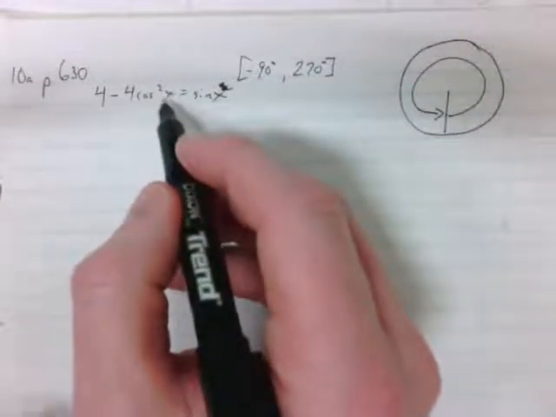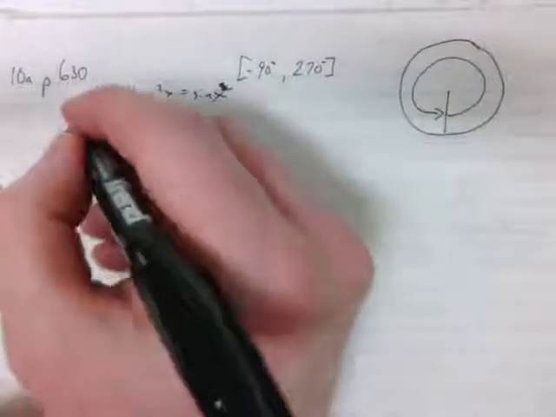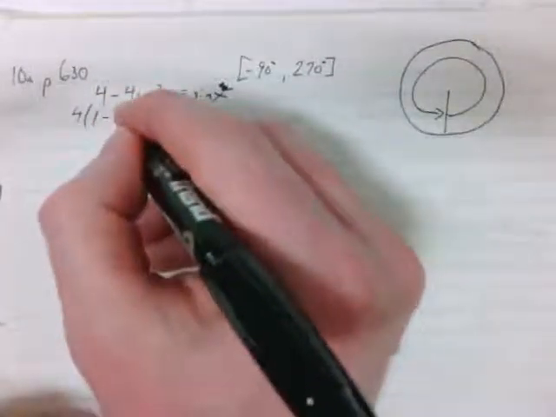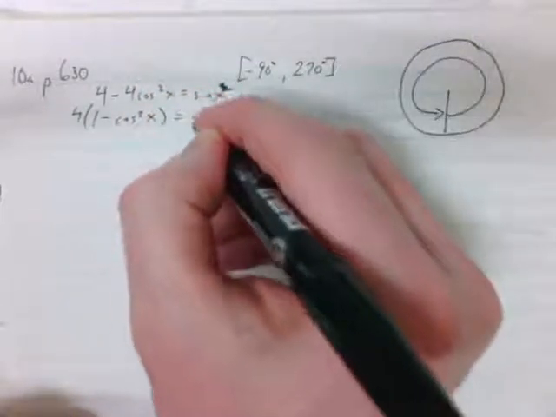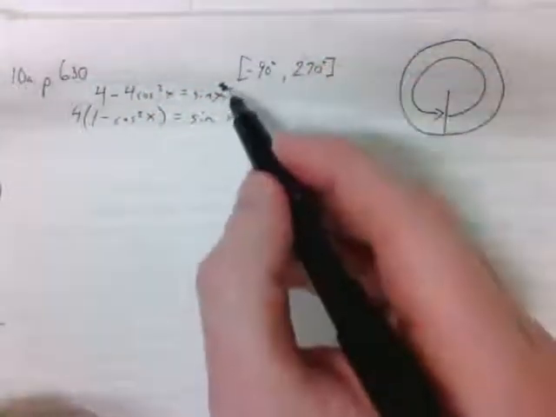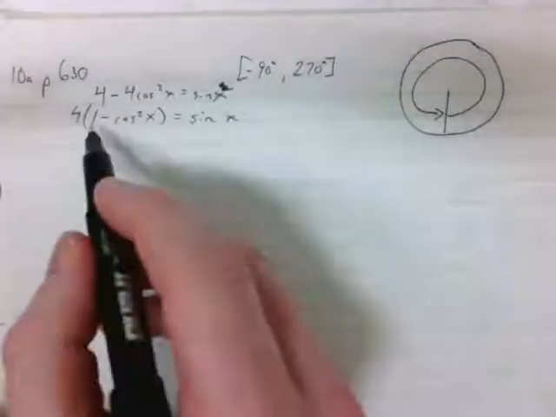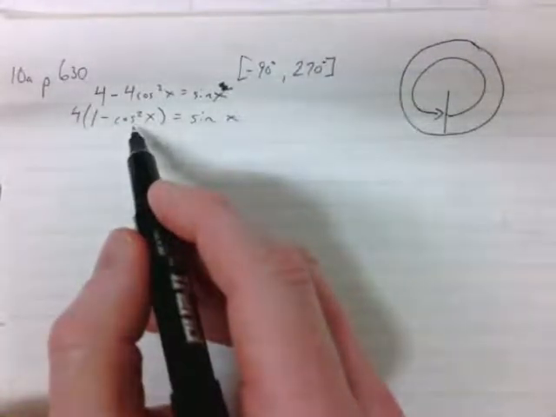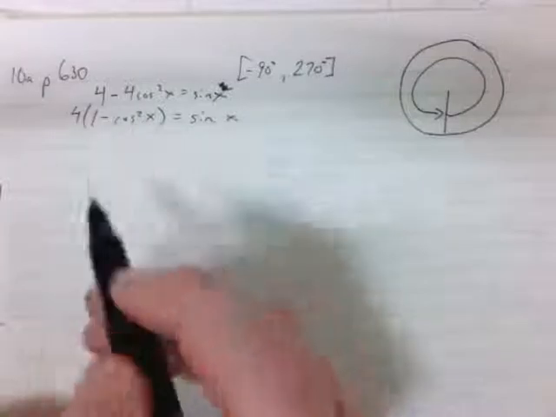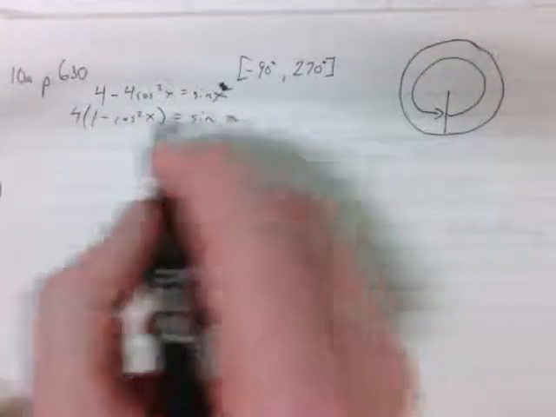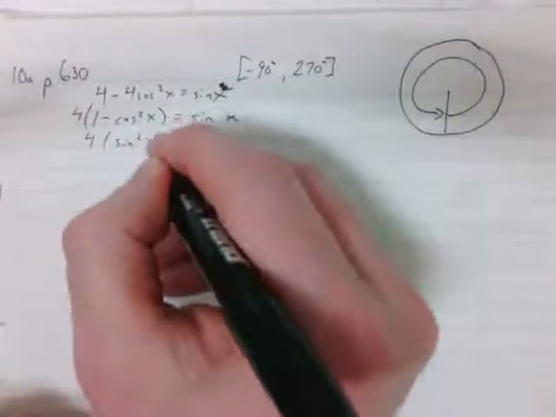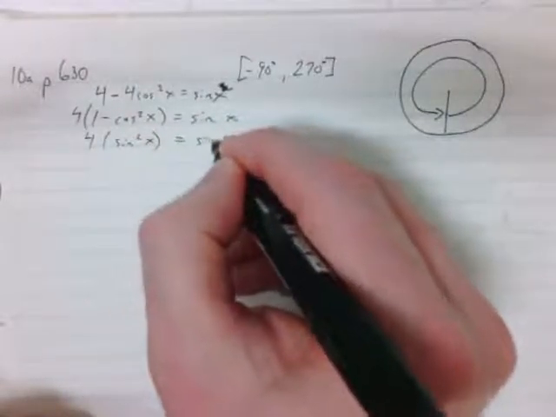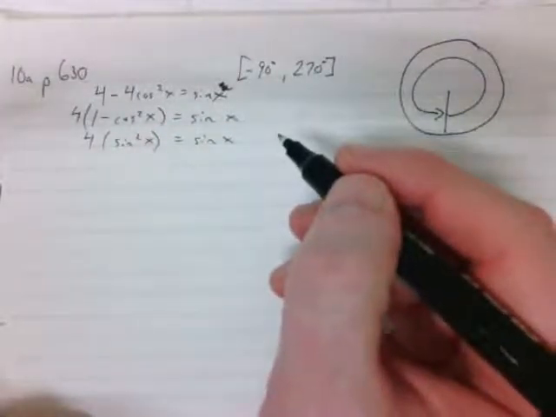4 cosine squared of x equals sine of x. I can factor 4 out of this side because I want to look for one of those familiar identities. 1 minus cosine squared of x, if memory serves, equals sine squared of x. We need sines so that we can reconcile both sides. So 4 times sine squared of x equals sine of x.